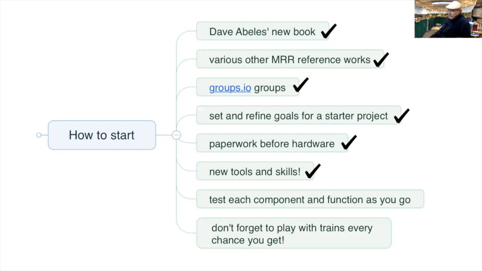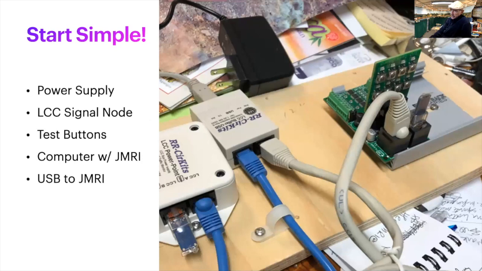Well, the last two things to discuss is testing each component as you go, and don't forget to play with trains every chance you get. So this shouldn't feel like work. So we'll just talk about that.